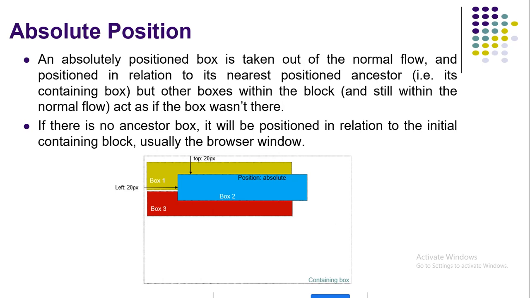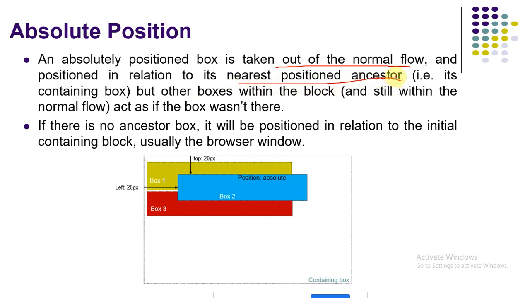When you set position equal to absolute, the absolute position element will be taken out of the normal flow and positioned in relation to its nearest positioned ancestor. So this line is very important. How does absolute work? It comes out of the normal flow and is positioned in relation to its nearest positioned ancestor.